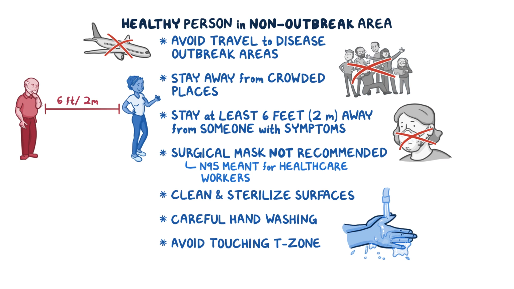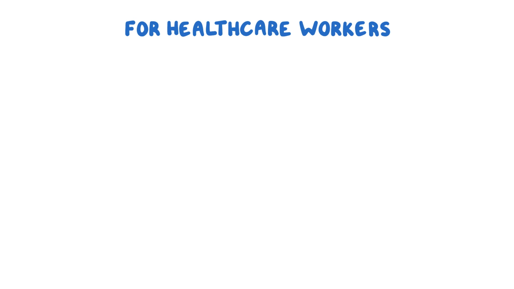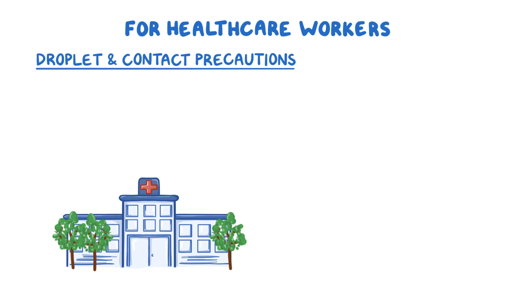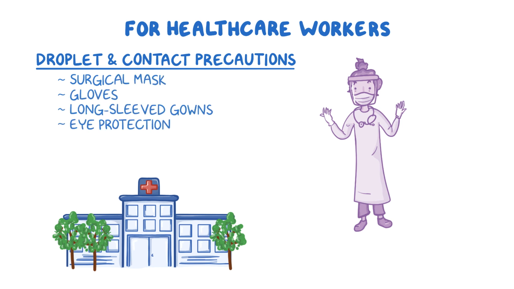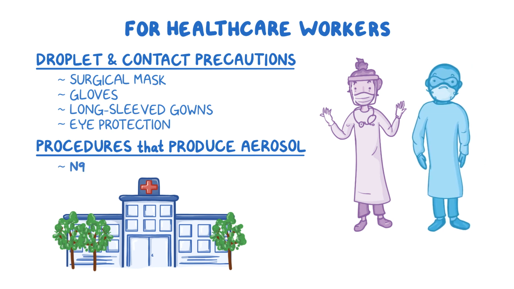This is the area known as your T-zone. It's a common entry point for viruses into the body. For healthcare workers who are around people with COVID-19, the recommendation is to apply droplet and contact precautions. That includes wearing personal protective equipment like a clean, dry surgical mask, gloves, long-sleeved gowns, and eye protections like goggles or a face shield. When performing a procedure that generates aerosol, like tracheal intubation, bronchoscopy, CPR, or non-invasive ventilation, it's important to wear an N95 respirator. This prevents 95% of the small particles, like respiratory droplets, from passing through.